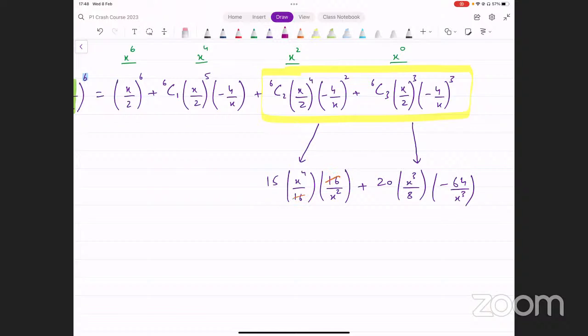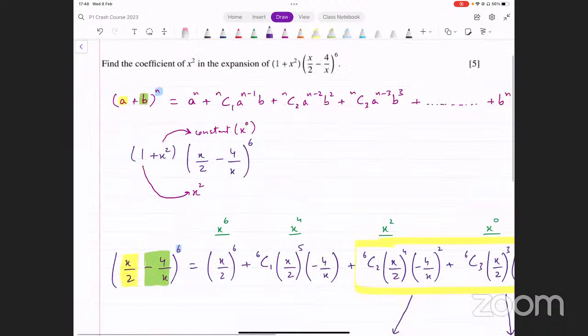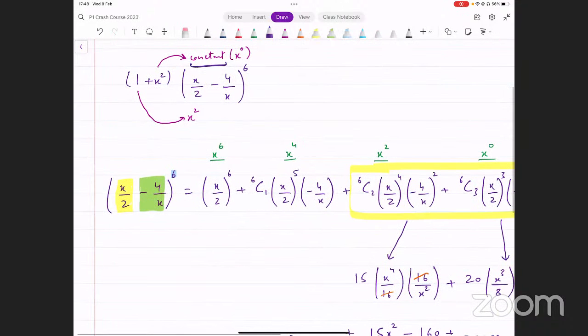The first is going to give us 15 x raised to power 2. That's one thing that we need. And the second one is going to give us 20 times 8, which is 160. And x cubed and x cubed are going to get cancelled. This is what we have from this expansion. We're ignoring everything else because remember, what were the two terms that we were looking for? We were just looking for the constant term and the x squared term. We've got both of them.